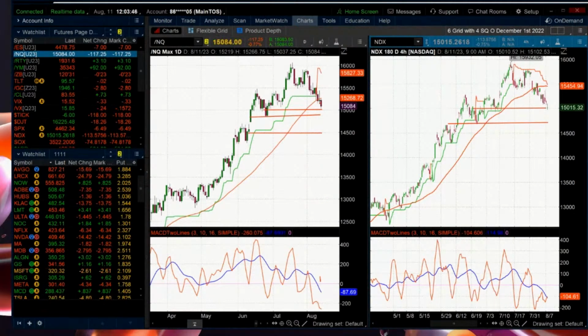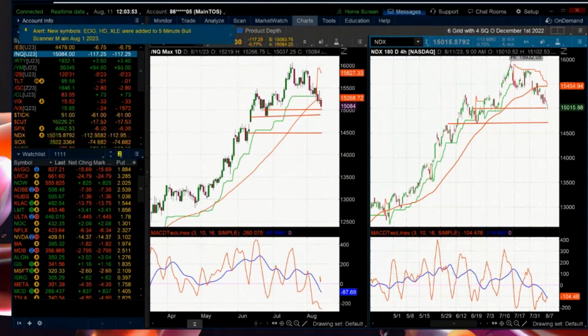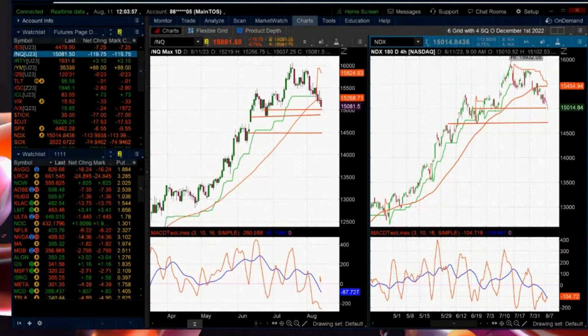I don't like shorting at support zones. I like shorting when there's an air hole underneath or lack of support. So that's what I try to do.